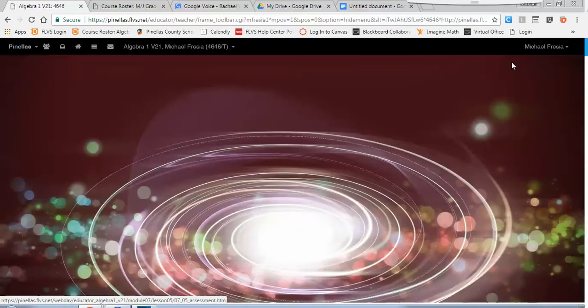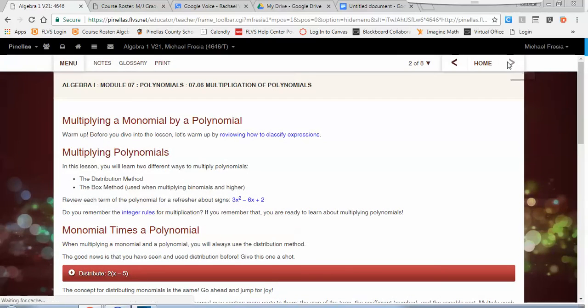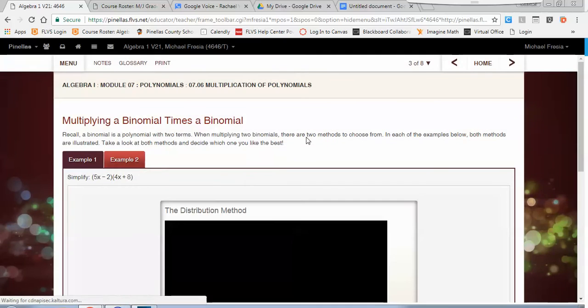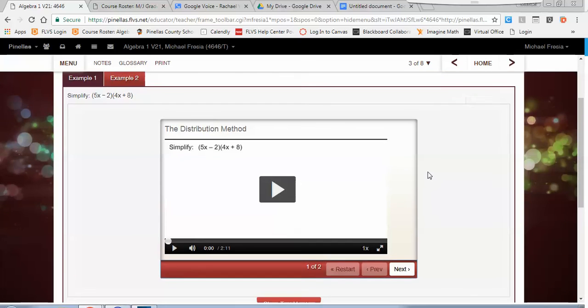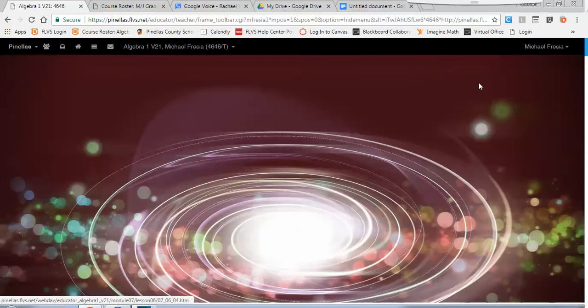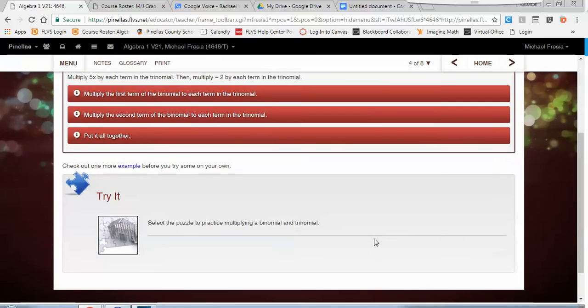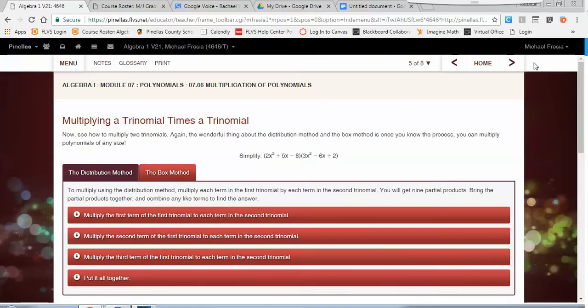Then as we get to the multiplication of polynomials, it's making sure that we distribute or we use the box method. So hopefully you're paying attention to how both of those are done, and you practice. The only way you get better at this is by practicing.